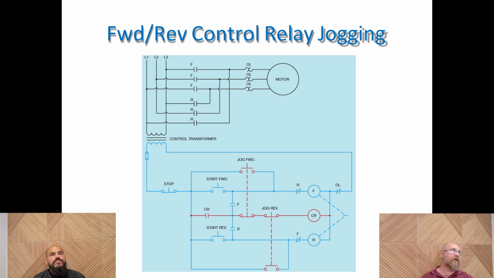So here this is forward, reverse. This is the total combination set here: forward, reverse, control relay jogging. And you can see how these things are combined together. That's all we've really got for you here. I think it's really important that you spend a little bit of time going through the slides and really trying to understand what's happening on all of those schematics.